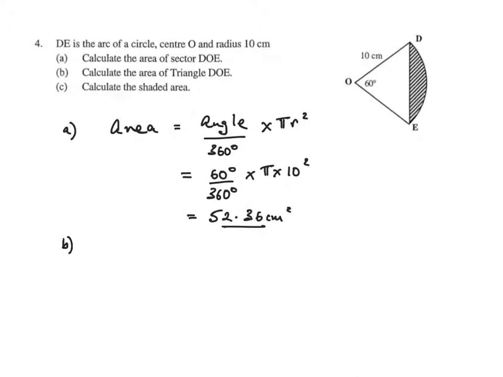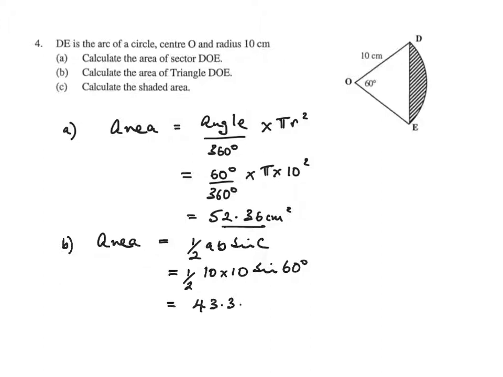Calculate the area of the triangle. Now it's not a right angled triangle, very few of these triangles are, so the formula is a half AB sine C. So it's 1/2 of 10 times 10 times the sine of 60 degrees, which gives us 43.3 centimeters squared.